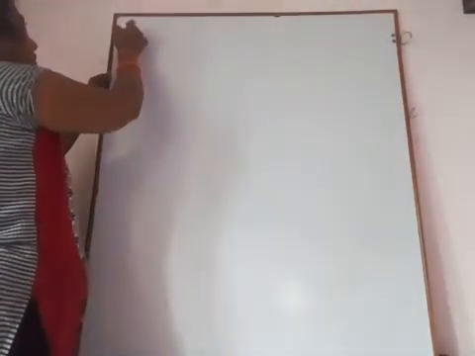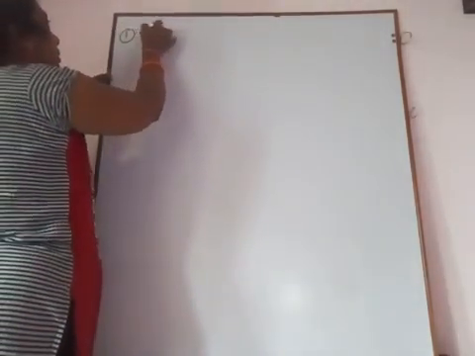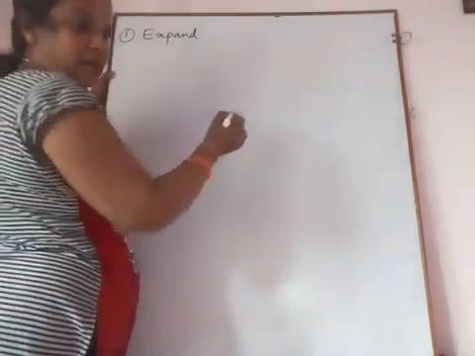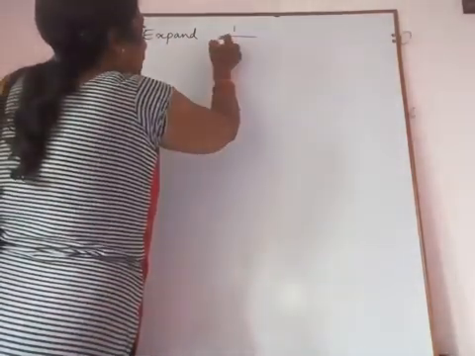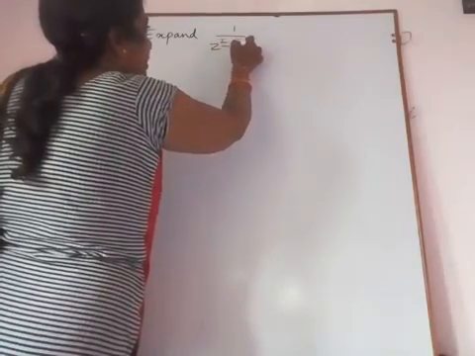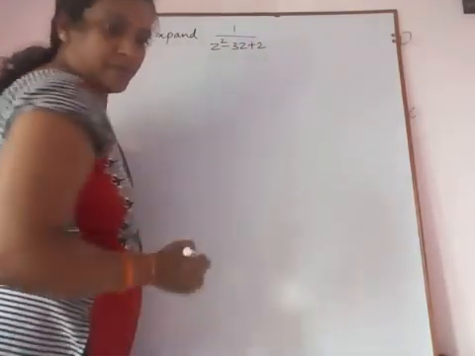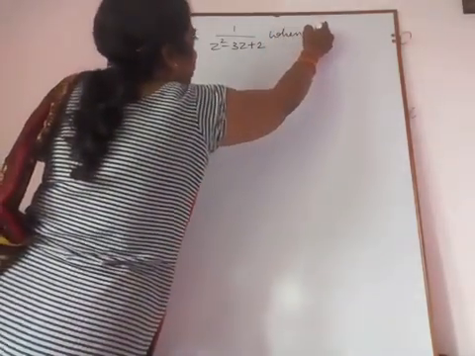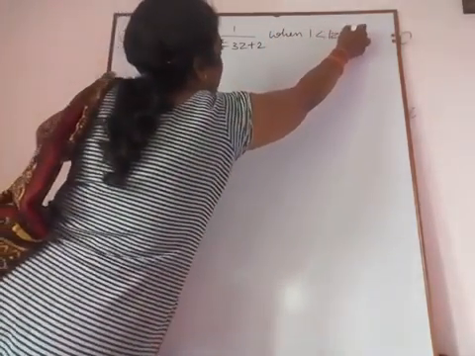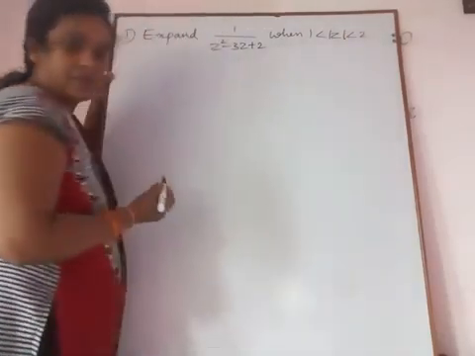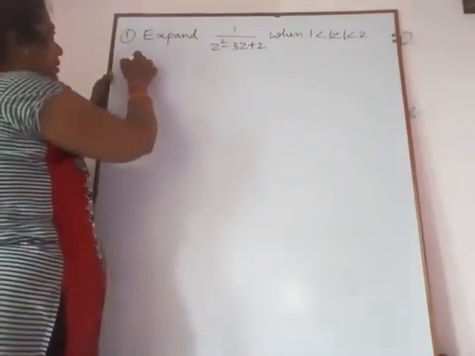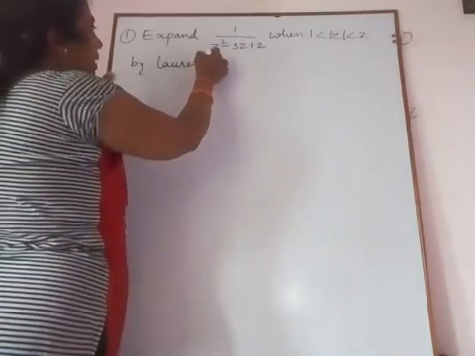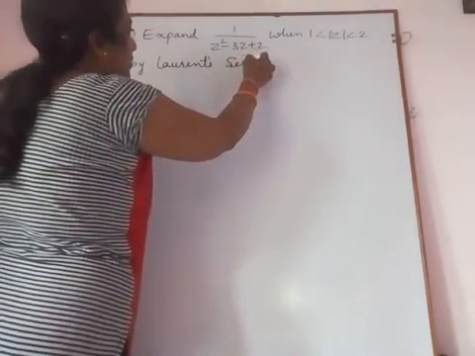Expand 1 by z square minus 3z plus 2 when 1 is less than mod z is less than 2 by Laurent series.